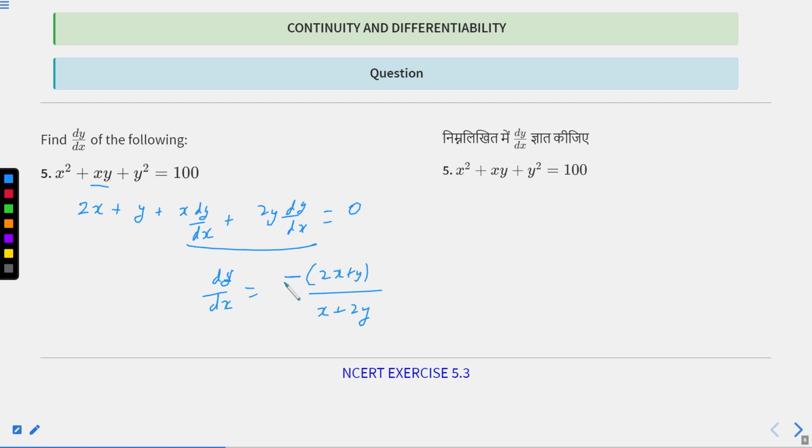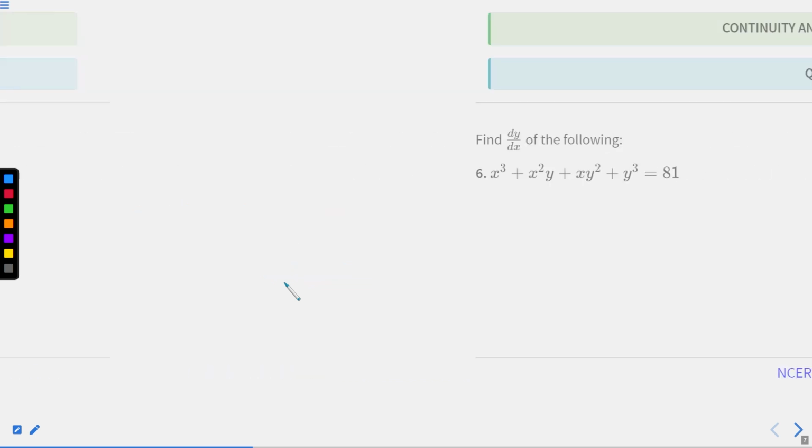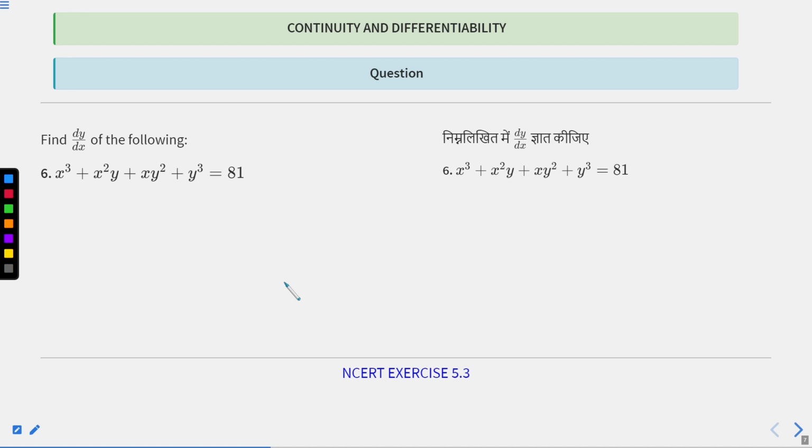Okay, clear? So the derivative of the implicit function given in the fifth problem will be minus of 2x plus y in the numerator over x plus 2y in the denominator. Simple. We just used the product rule and the implicit differentiation. That's it. So problem number 5 is done. Now problem number 6 says the same thing, so let me quickly write down the derivative.